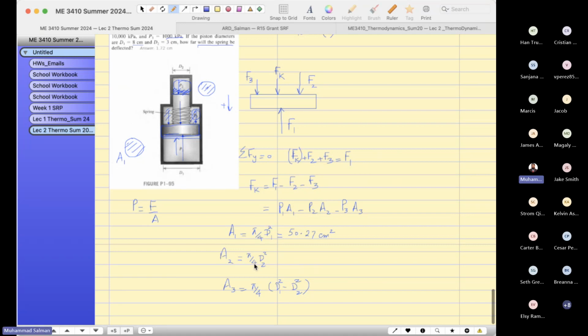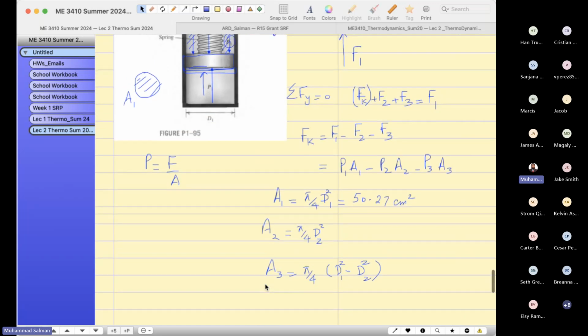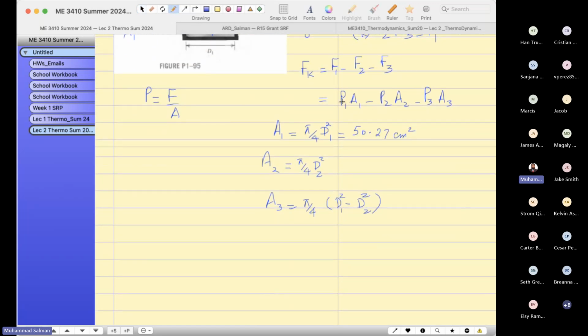That's good. Okay, so now let's find out the final answer. If you plug in everything here in equation number 1, Fk would be equal to 11 kilonewtons, and that is equal to K times X. And if you solve for this, you get X equals 1.72 centimeters.